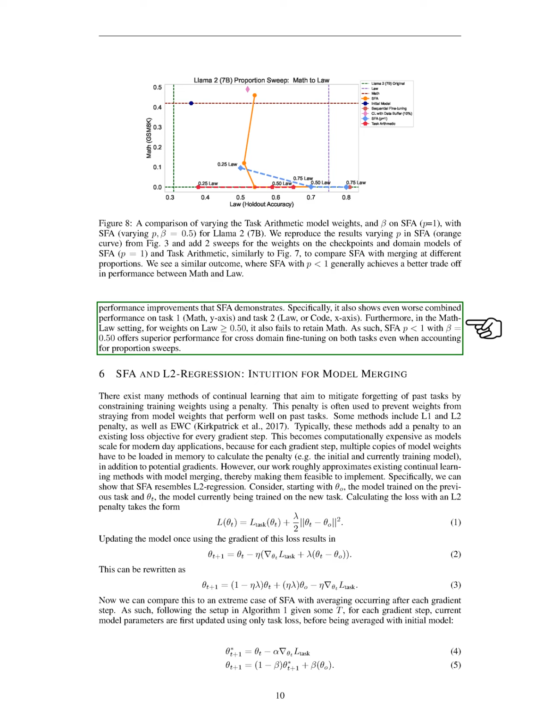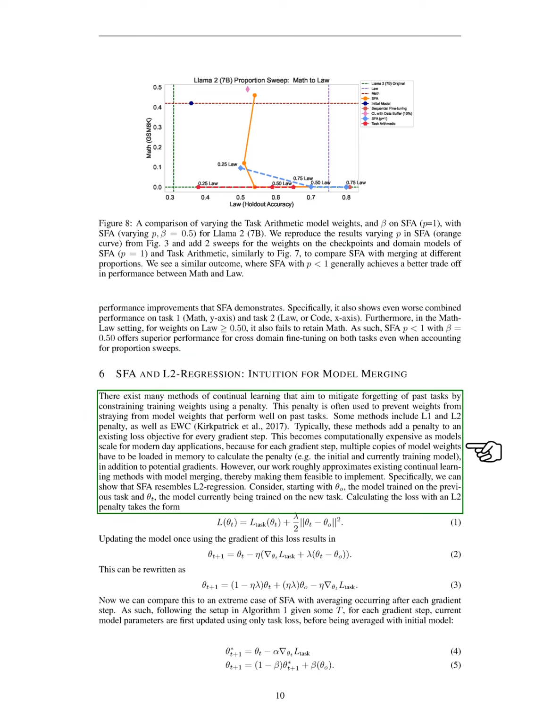Section: SFA and L2 regression, intuition for model merging. In this section, we explore various continual learning methods designed to reduce the forgetting of previous tasks by applying a penalty to the training weights. This penalty helps keep the weights close to those that performed well on earlier tasks. Common penalties include L1, L2, and EWC.